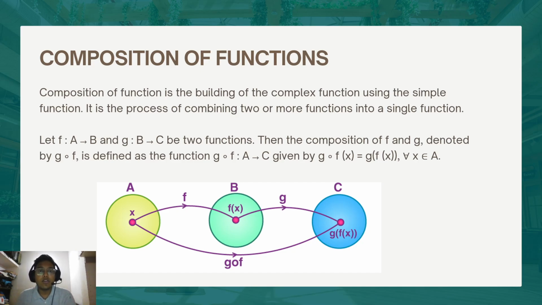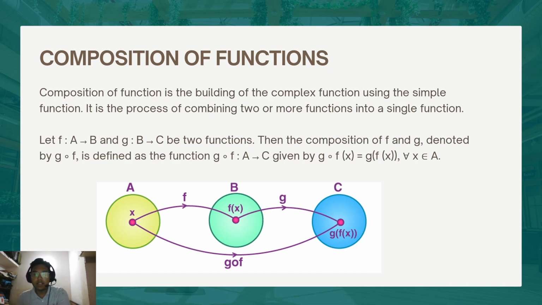It is the process of combining two or more functions into a single function, right? So basically we have, let's say, a function f and a function g, which go from A to B and B to C, two functions, right? Then the composition of f and g is denoted by g∘f, defined as a function from A to C, right?